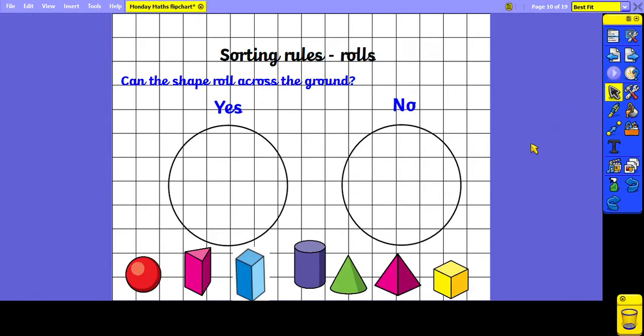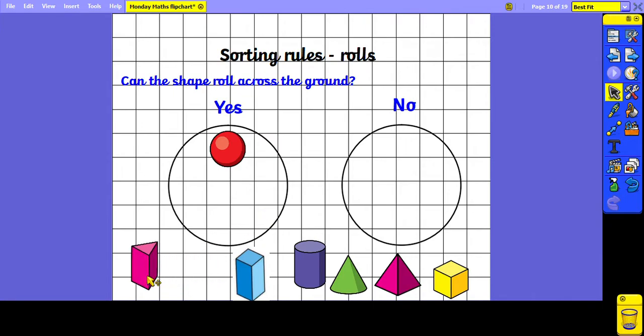Another way that we can sort shapes is by deciding if they can roll across the ground or not. And this depends on whether they have curved faces. If we have a look at the sphere, we know that that's got one curved face, and if we wanted to roll it across the ground, we can. So that one is yes.